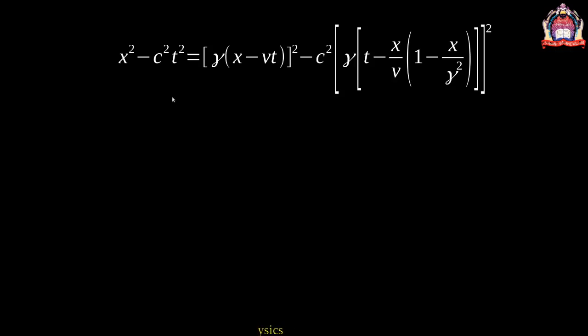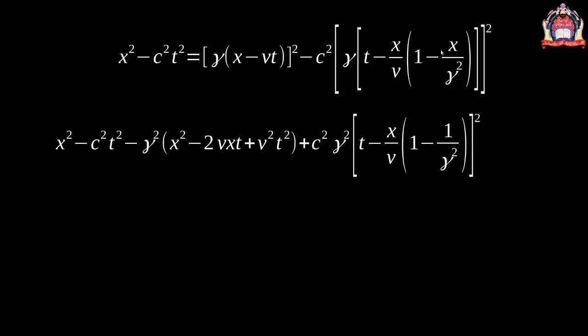x square minus c square t square is equal to gamma into x minus vt whole square. Then just subtract minus c square times the square bracket gamma into t minus x by v, in parenthesis 1 minus x by v square. So the whole bracket square is there. By solving, we get this equation.